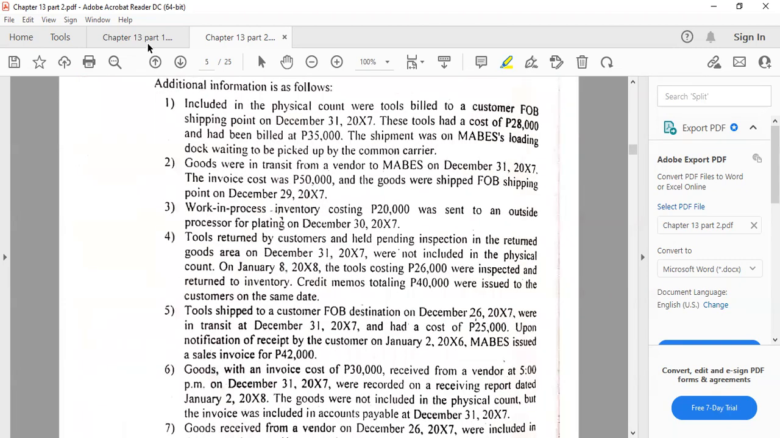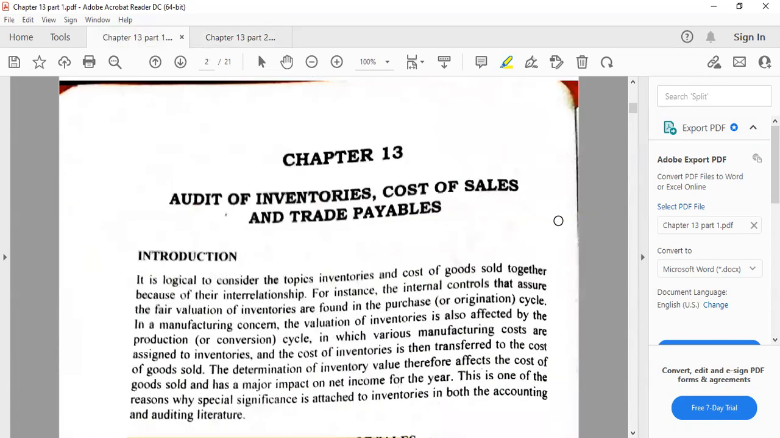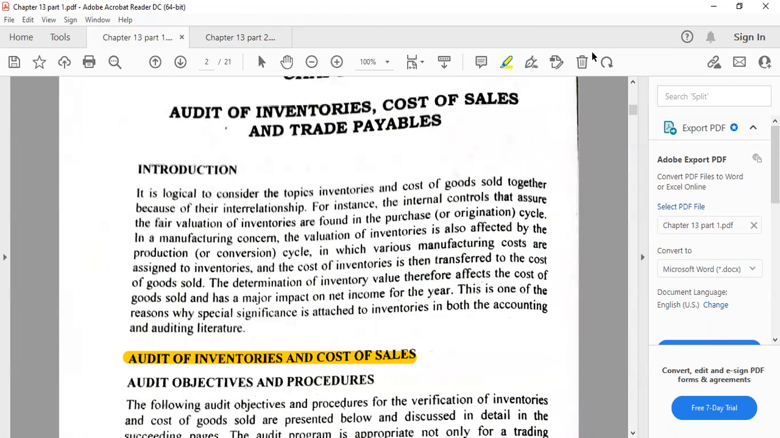Okay, so that ends our study of the audit of inventories, cost of goods sold, and trade payables. Thank you so much for listening.